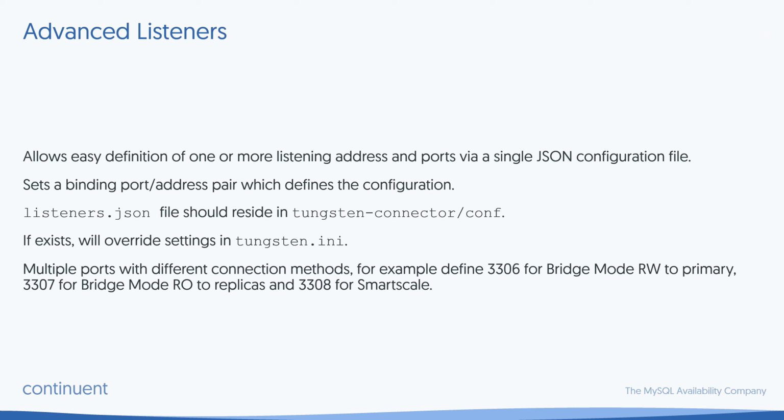So one example of how you could use advanced listeners is you could set, for example, port 3306 to be bridge mode for read writes, routing to the primary. You could configure 3307 into bridge mode for read-only queries. And then you could add 3308, an additional port, which you could configure to run in SmartScale. So from there, you can then have multiple different applications that use the connectors in different ways in one single configuration.